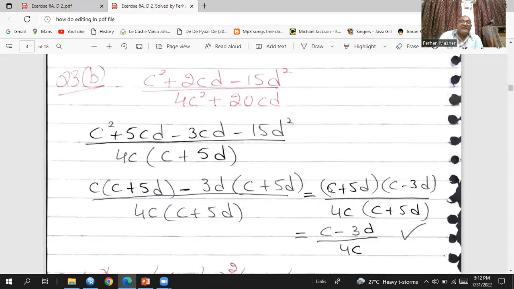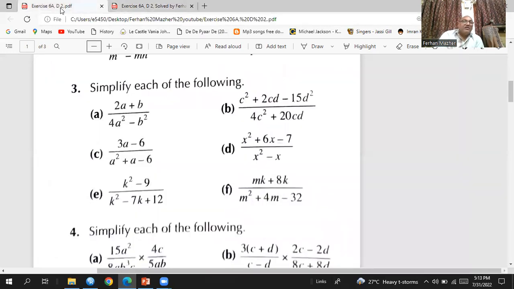So this bracket c plus 5d and the c plus 5d bracket here will be cancelled with each other, and you are left with c minus 3d divided by 4c. So this is how you will do question number 3, and its B part. Okay, so we are going to the next question.